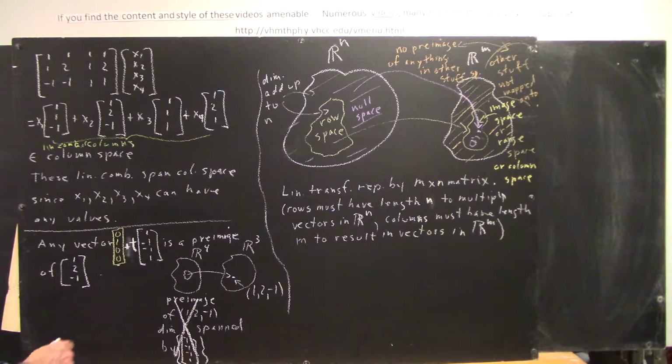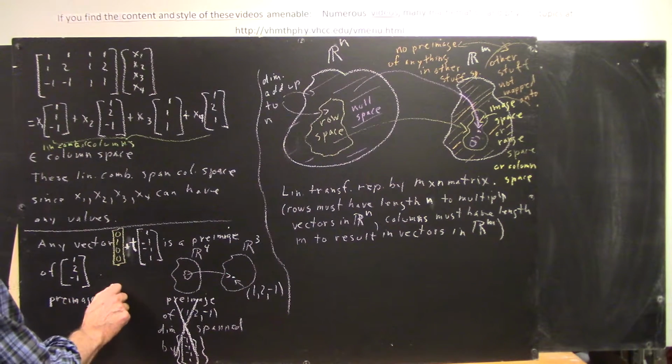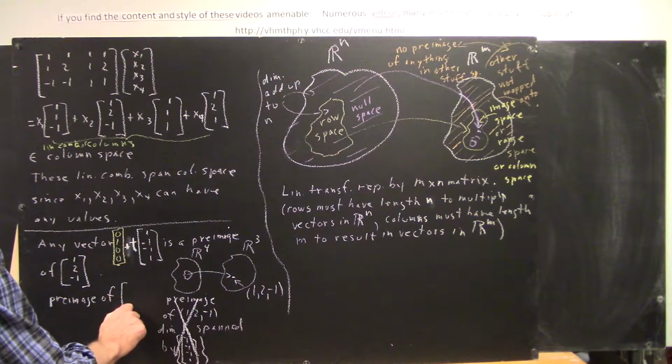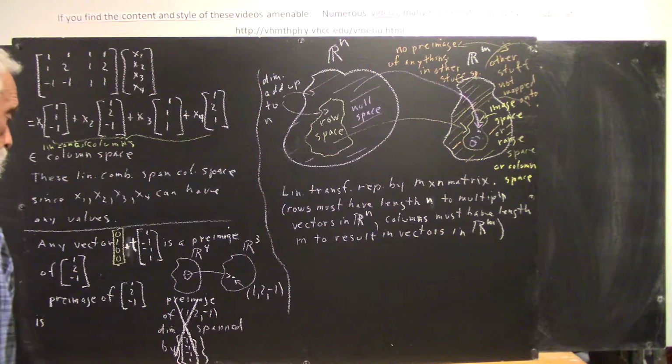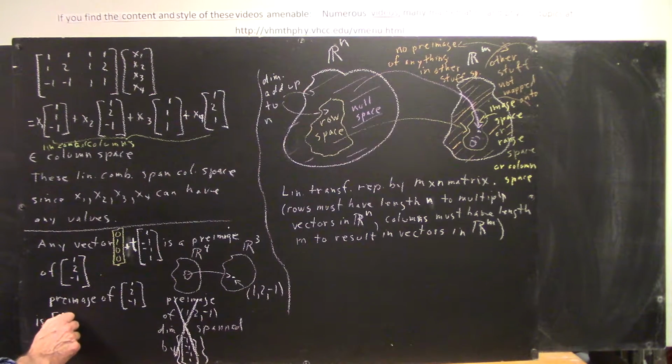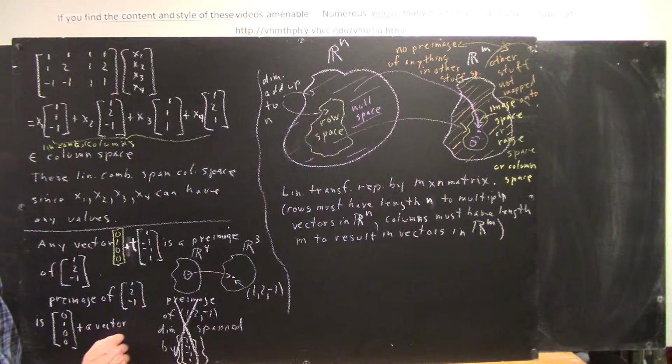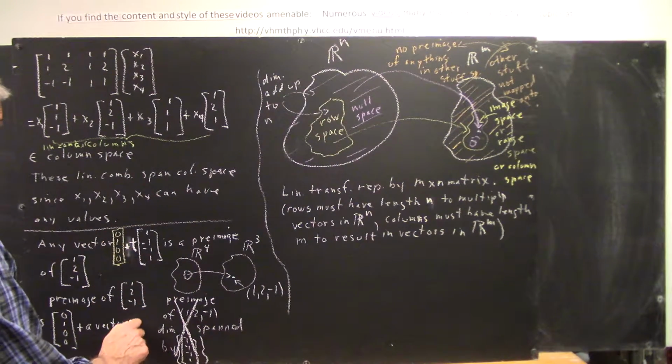I can say that the pre-image of 1, 2, negative 1 is 0, 1, 0, 0 plus, of course, T times this, but that vector is in the null space. This vector spans the null space.